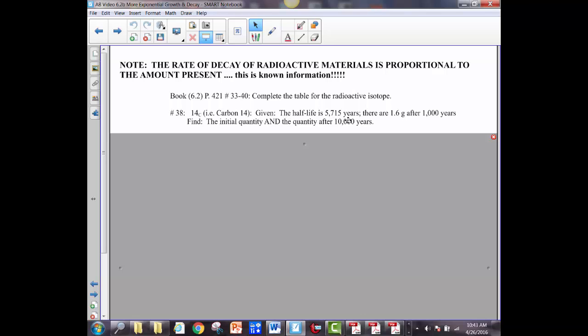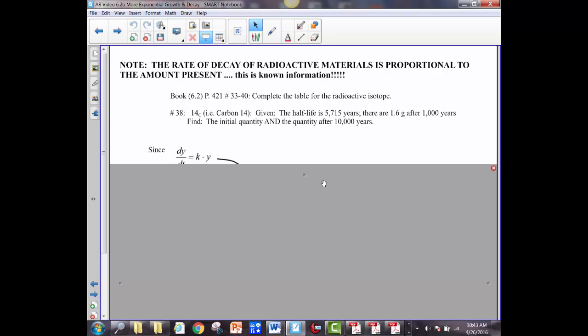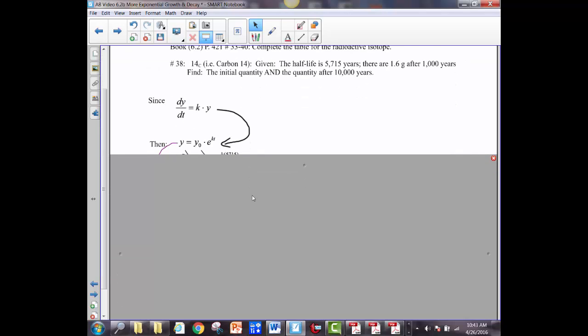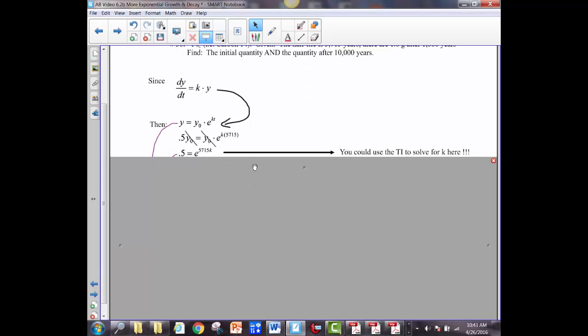They tell you the half-life is 5,715 years. They tell you that after 1,000 years, there's 1.6 grams. And the question is, find the initial quantity and find the quantity after 10,000 years. So we know it's exponential decay. We know that becomes y equals y0 times e to the kt.